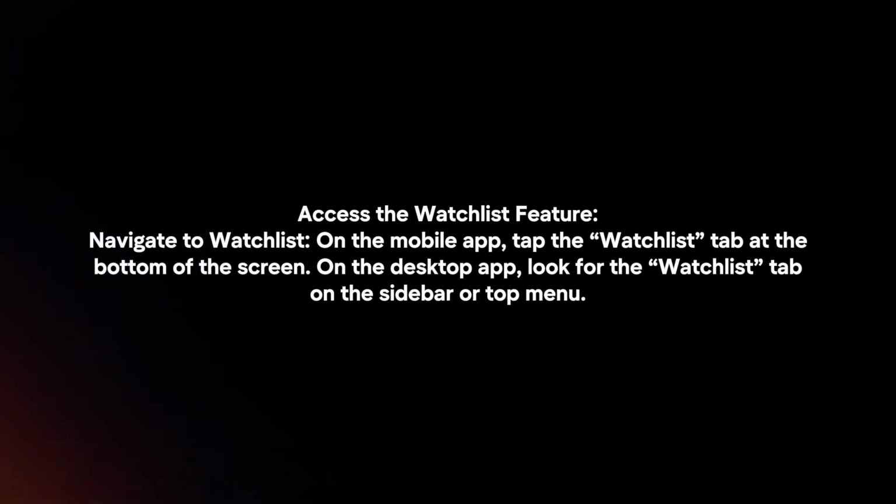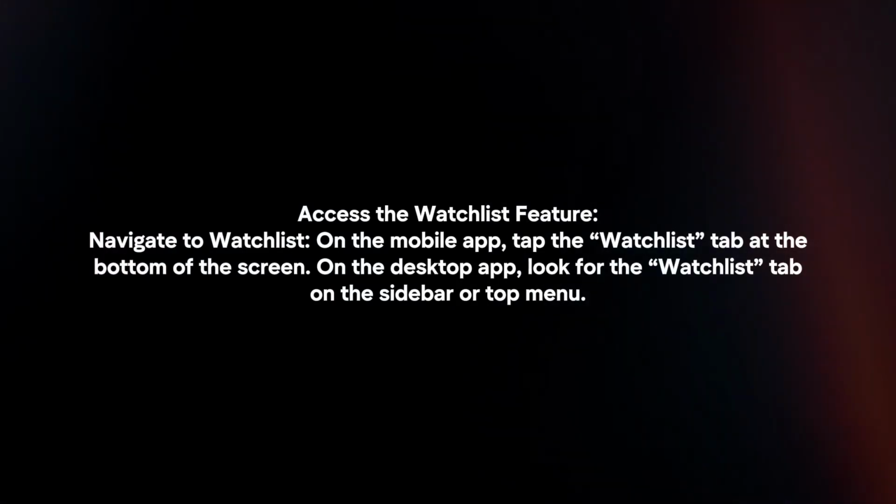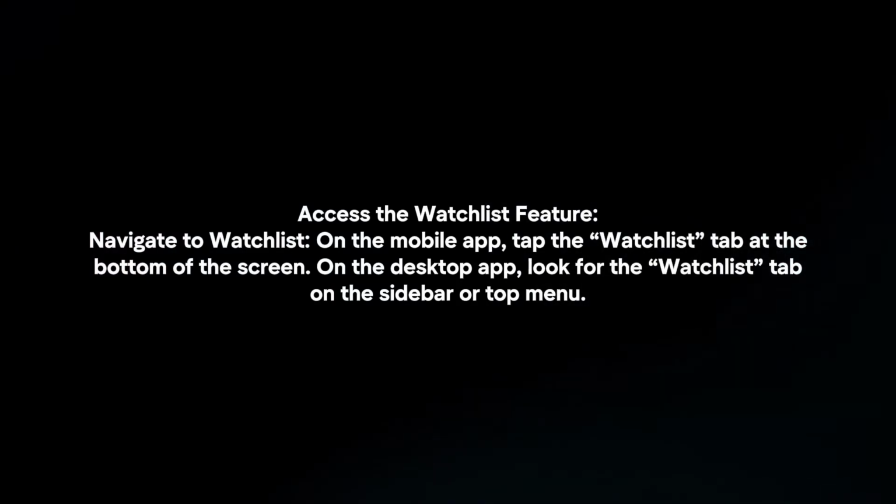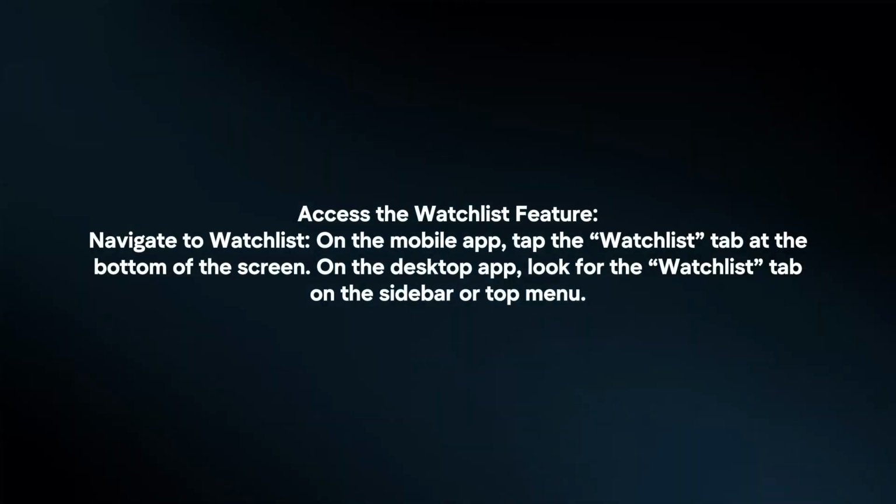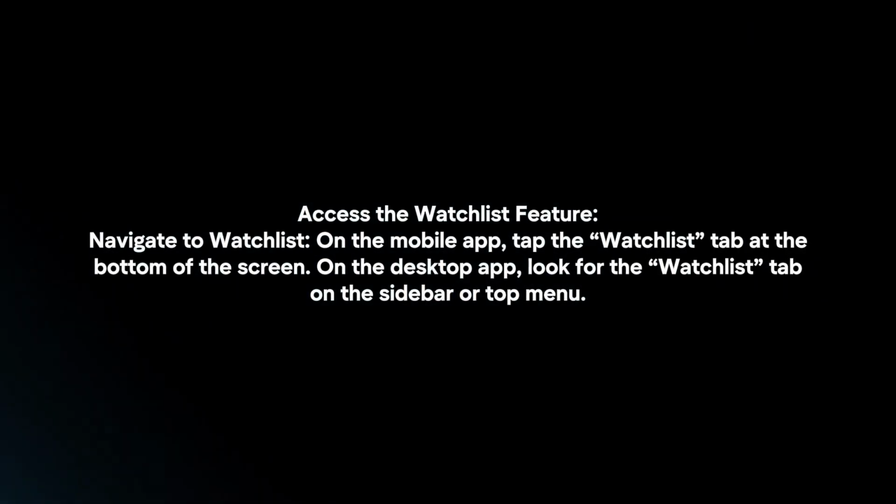Access the watchlist feature. Navigate to watchlist. On the mobile app, tap the watchlist tab at the bottom of the screen. On the desktop app, look for the watchlist tab on the sidebar or top menu.